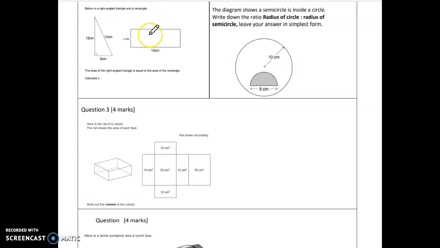So there we go, we're on the final part now. They're ready. So if you can do these, you're exam ready. So below is a right angle triangle and a rectangle. The area of the right angle triangle is equal to that of the rectangle.